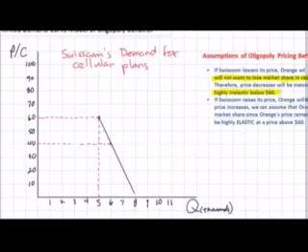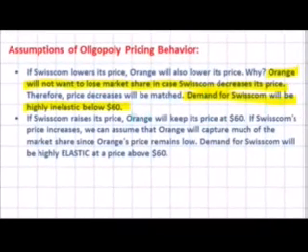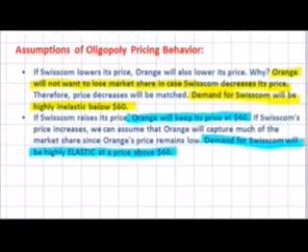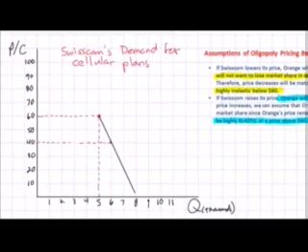On the other hand, if Swisscom raises its price, we should assume that Orange will keep its price at $60, and therefore demand for Swisscom will be highly elastic at a price above $60. Orange will ignore a price increase. Therefore, if Swisscom were to raise its price from $60 to $70, let's say, the quantity demanded will fall dramatically. Let's assume the quantity demanded falls from 5,000 cell plans per month to only 1,000 cell plans per month following a price increase. This means that demand is highly elastic above $60.